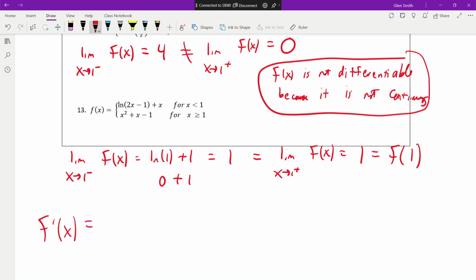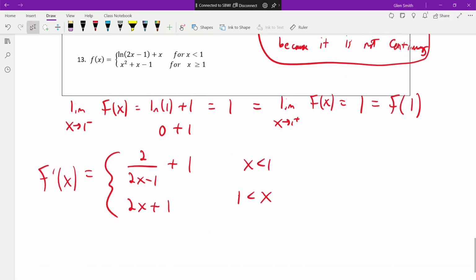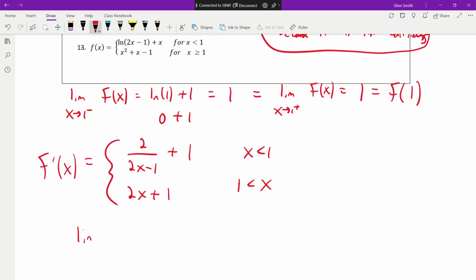So f of x is continuous. That's our definition of continuity. The left limit, the right limit, and the function value, which is this, are all the same. So we got to check the derivatives. F prime of x. A lot of people miss this here. The derivative of this is 2 over 2x minus 1 plus 1, because you got to do the chain rule there. So when you differentiate this ln, it's 1 over 2x minus 1 times 2. And the derivative of the quadratic is easy.